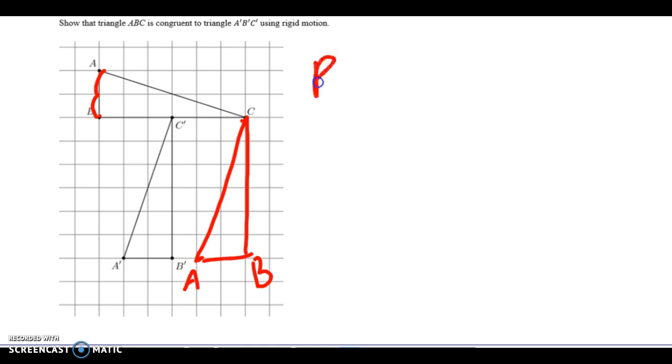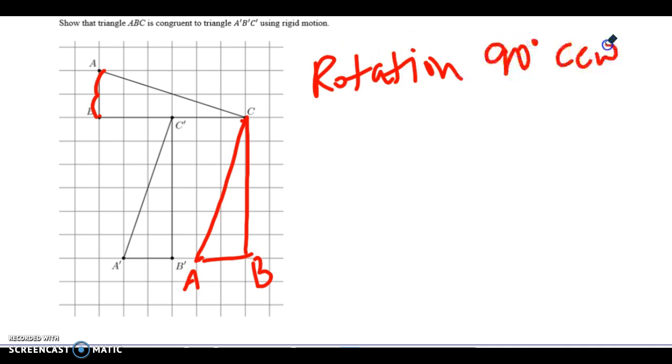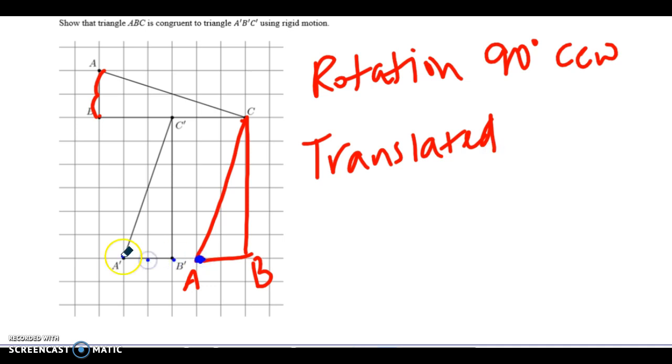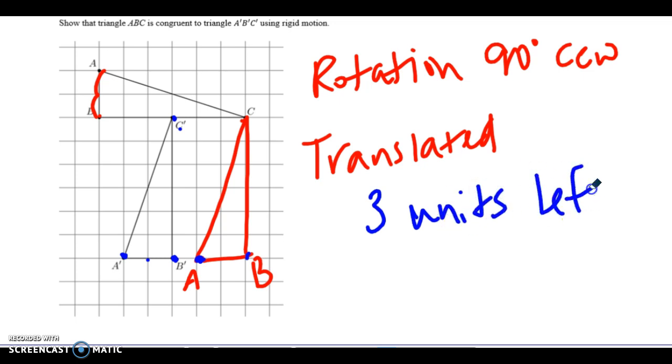So that would show a rotation, 90 degrees counterclockwise, and then it has been translated. Here's A, 1, 2, 3 units. B also moved, so this would become A'. B also moved 3 units, and C also moved 3 units. So 3 units left.